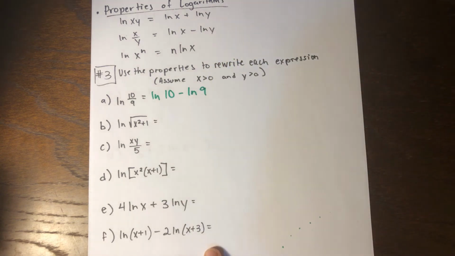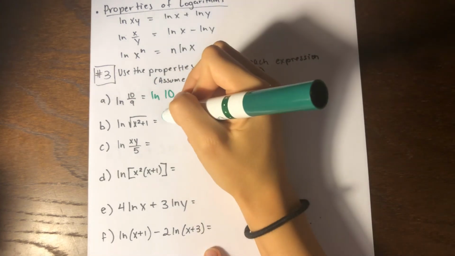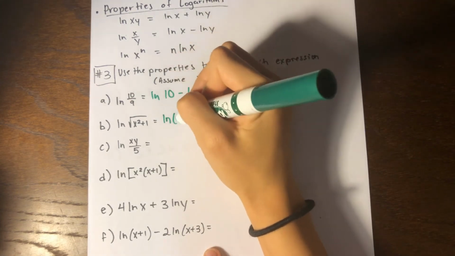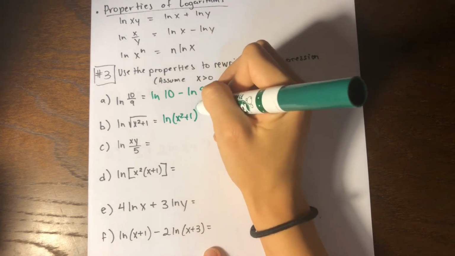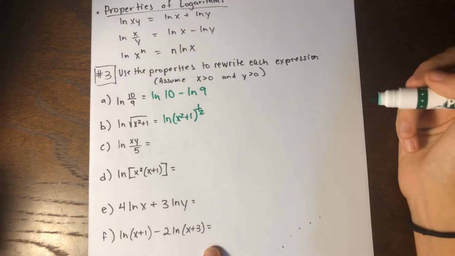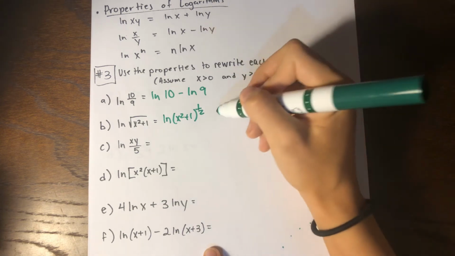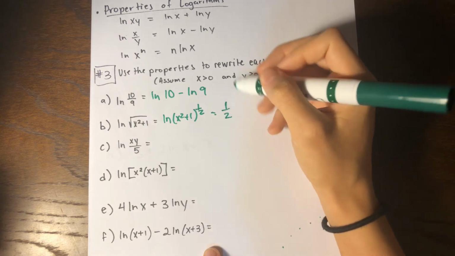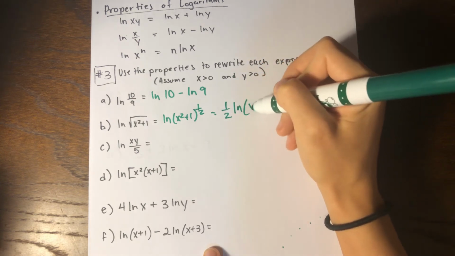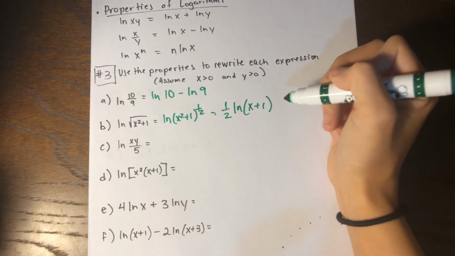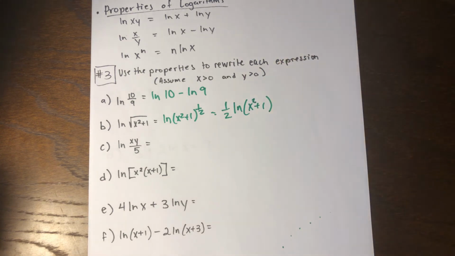They just want us to rewrite these expressions, okay? So there, we're done. This next one, we have natural log of the square root of x squared plus 1. I can rewrite this one, first of all, as the natural log of x squared plus 1 to the half power, since it's a square root. Then I would use this property right here, put the half in front, and then it's natural log of x squared plus 1.